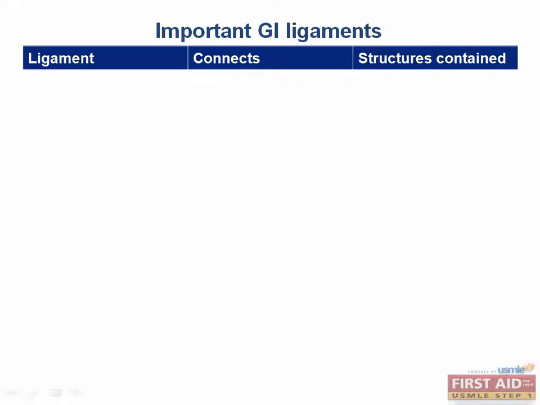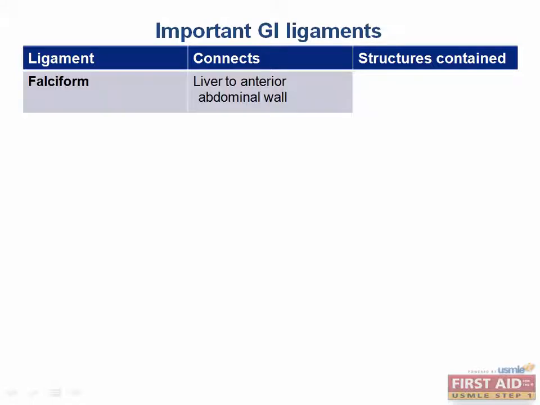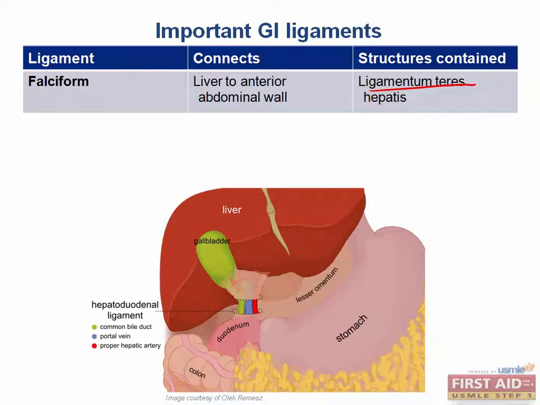Let's now go over some of the important ligaments. The falciform ligament connects the liver to the anterior abdominal wall. And remembering back to embryology, what is the falciform ligament a derivative of? That's right, it's a derivative of the fetal umbilical vein and contains the ligamentum teres. We can see the falciform ligament here on the liver.